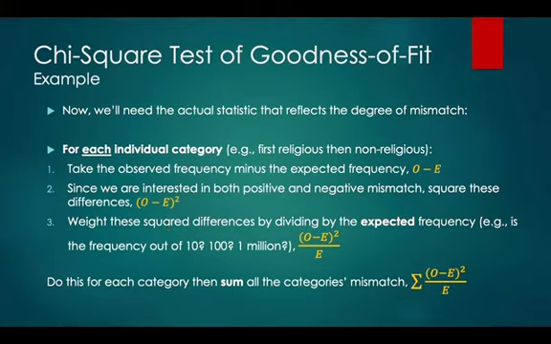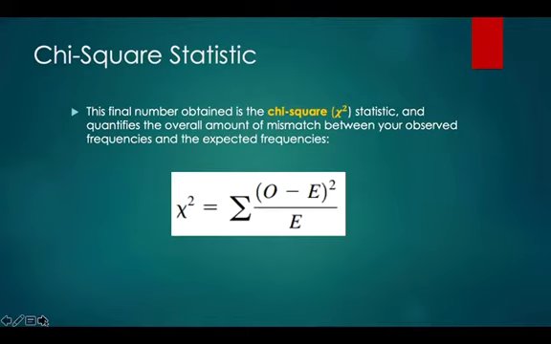For example, is the frequency out of 10, out of 100, out of 1 million? And then do this for each category, and then sum the categories' mismatch. So you're calculating this for religious and non-religious, and then adding them together. And the final number we obtain is the chi-square statistic. And it quantifies the overall amount of mismatch between your observed frequencies and the expected frequencies.